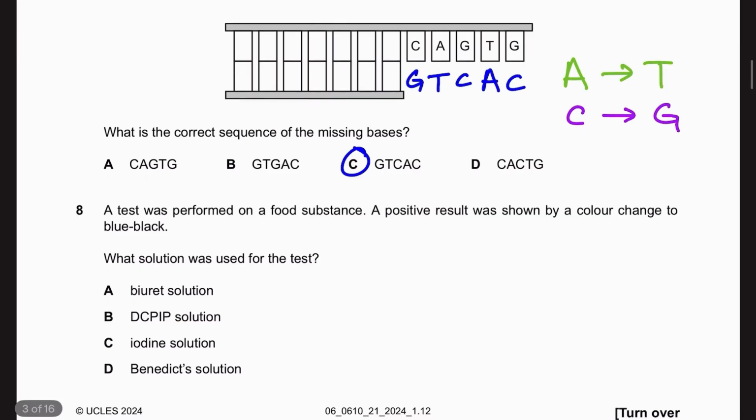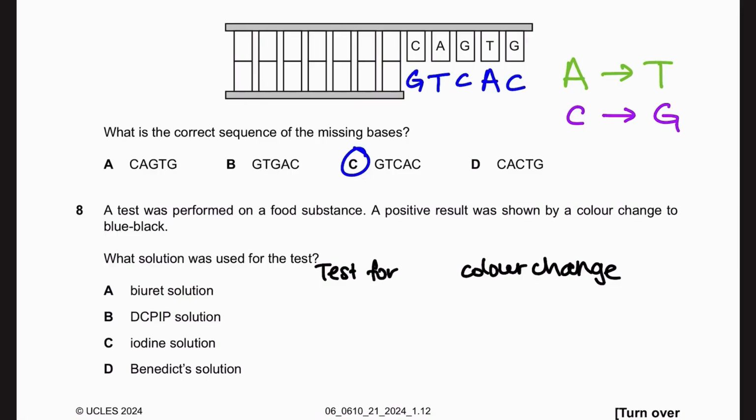Okay, last question on this page. It says a test was performed on a food substance. A positive result was shown by a color change to blue-black. What solution was used for the test? Elimination, guys. So you got to know all of it, basically. So let's revise everything: what they test for, and then the color change.